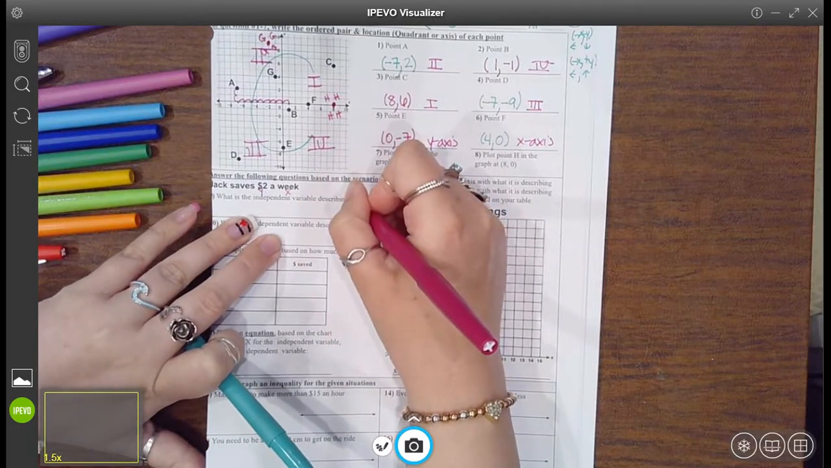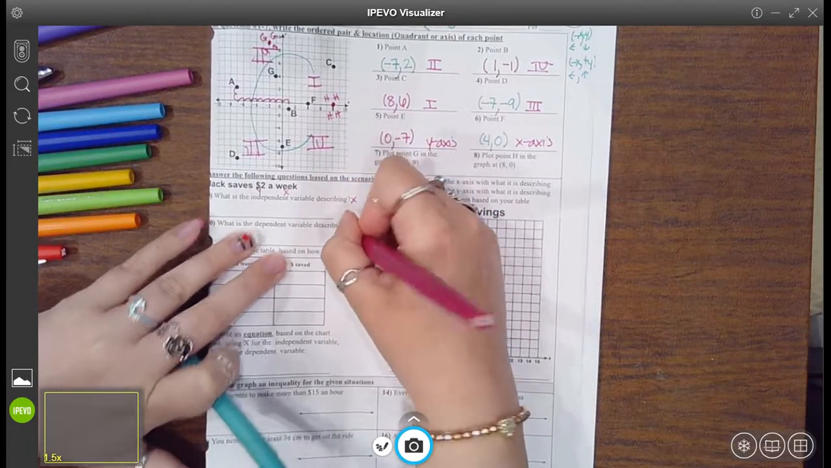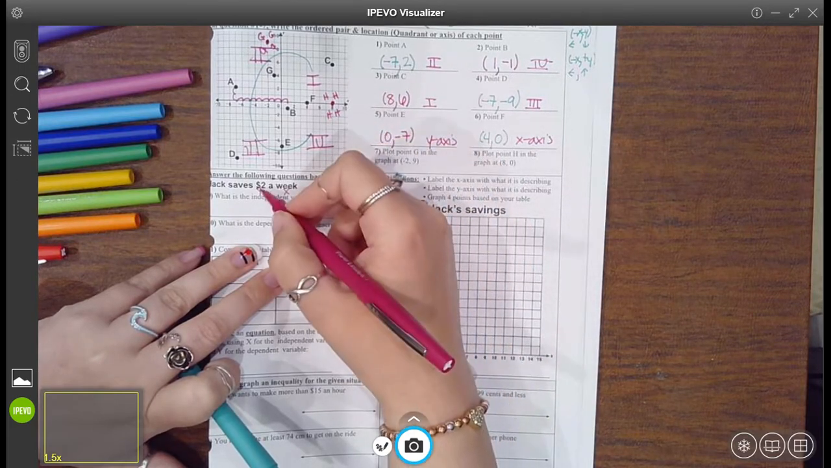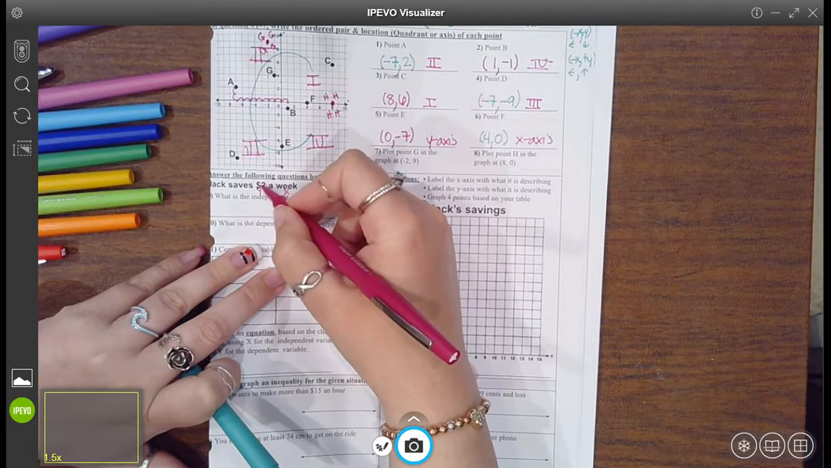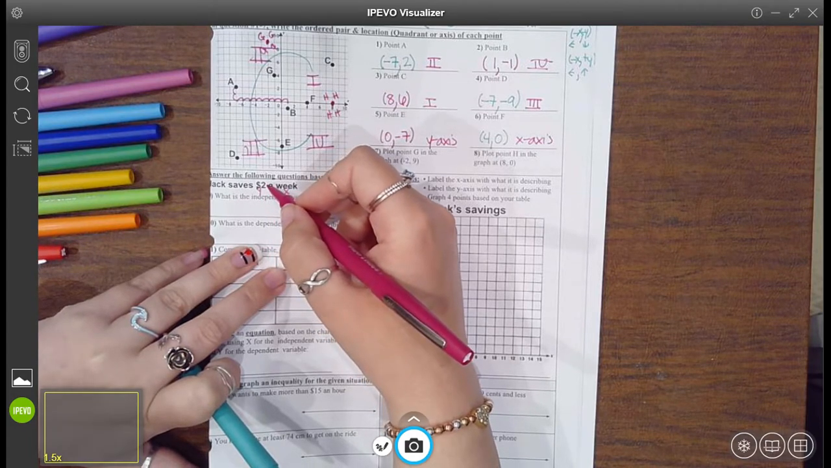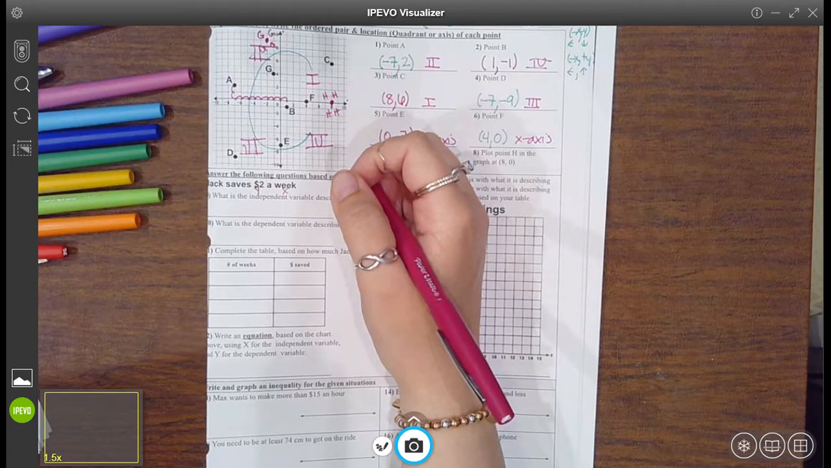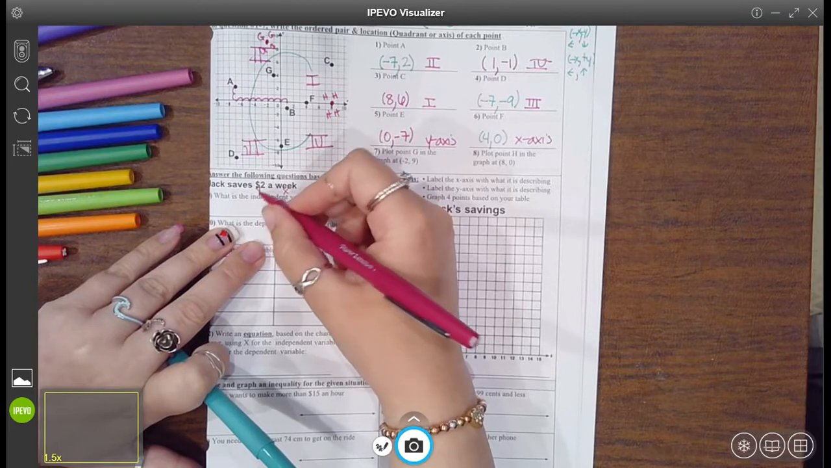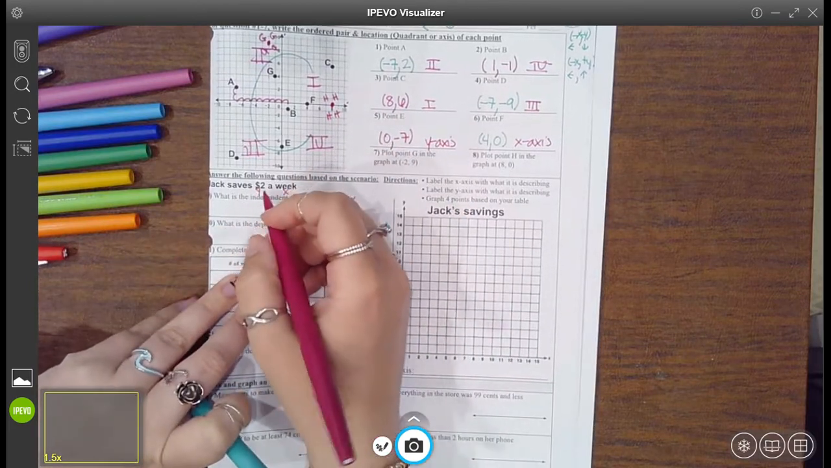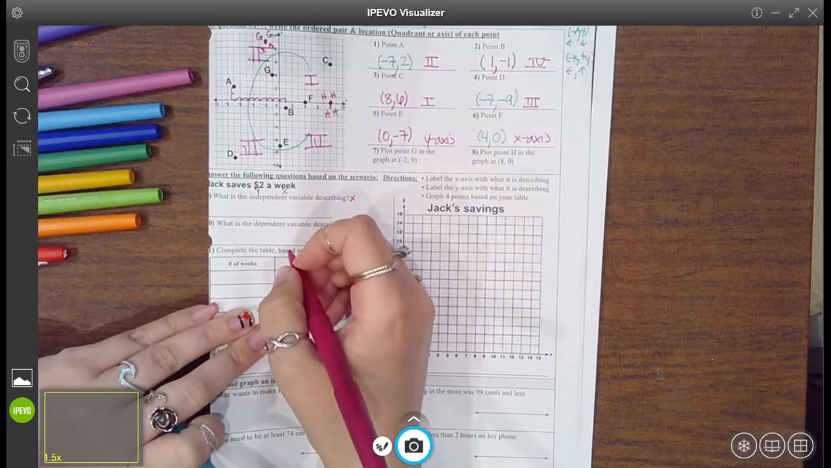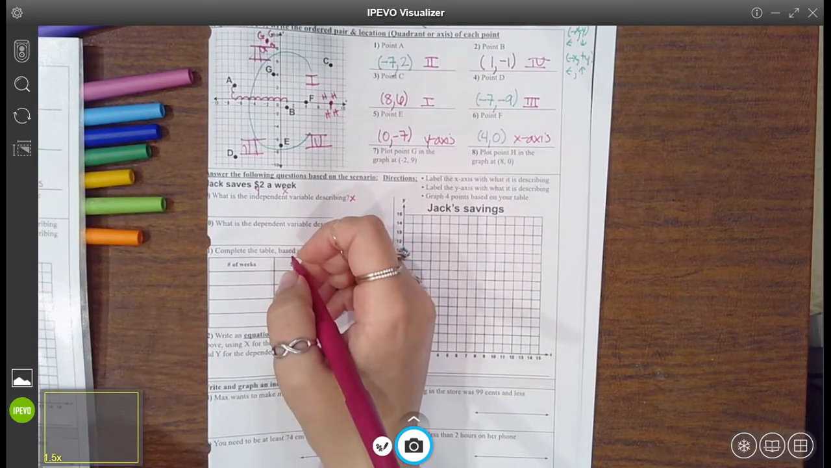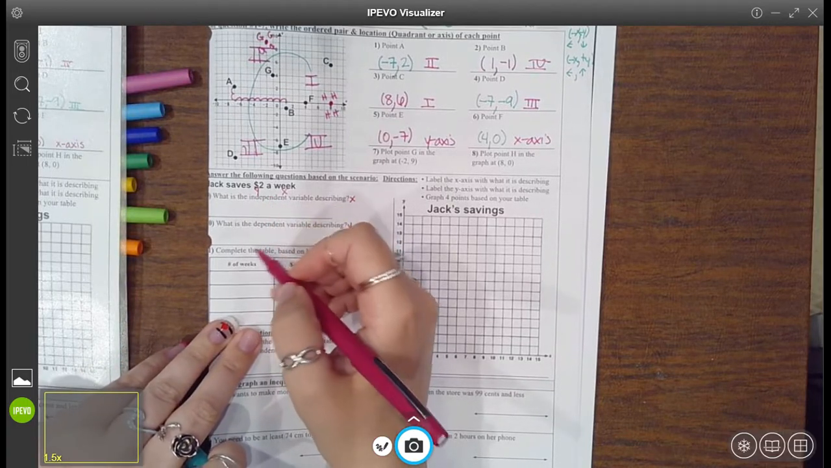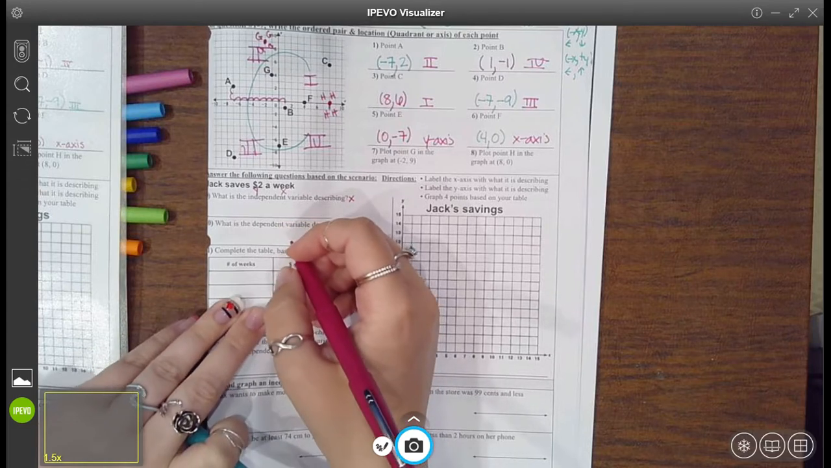X is always the independent and Y is always the dependent because your answer depends upon what you did to X. 2 is the rate that you're going to multiply the X by. So again, Y is the money. So if he saves $2 a week, what are we talking about for the money? It's not $2 because that's the rate. And independent and dependent variables can change. It's not a fixed number. And he saves $2 every week. So $2 is the rate. I want to name something that can change. So what did you say?